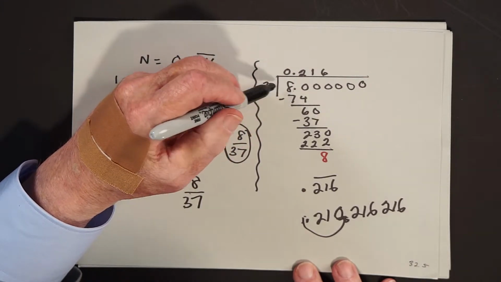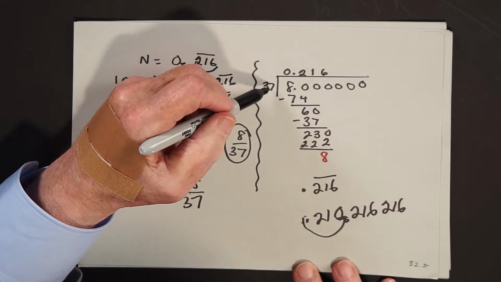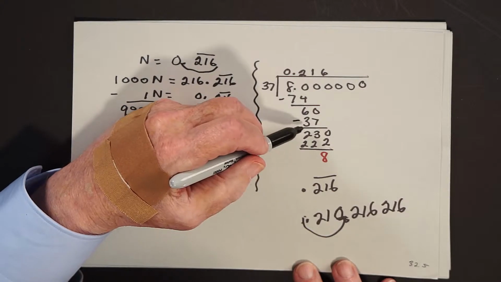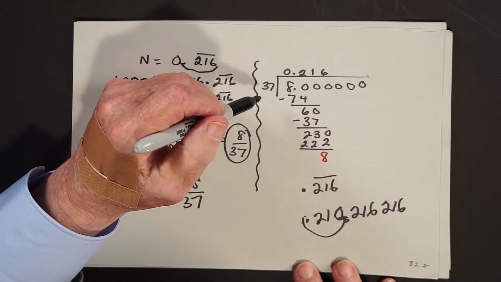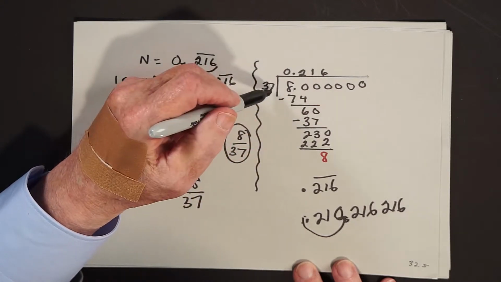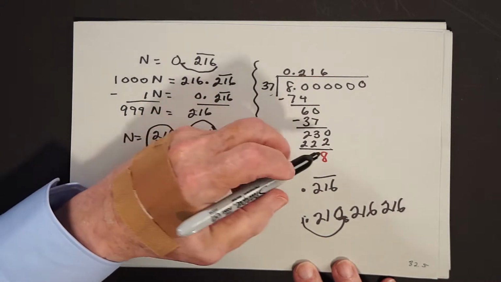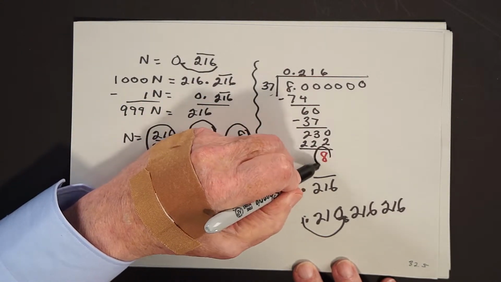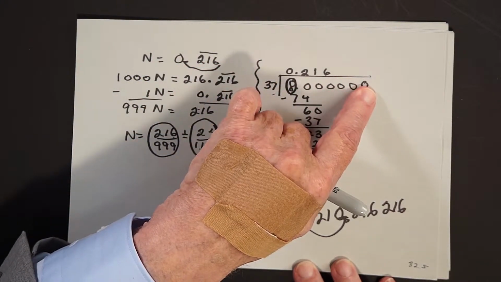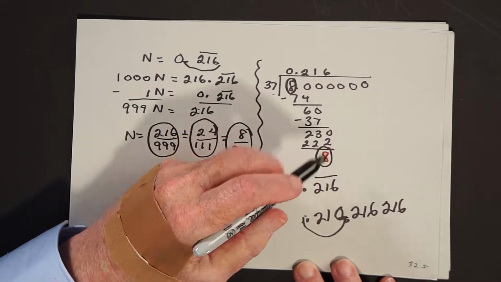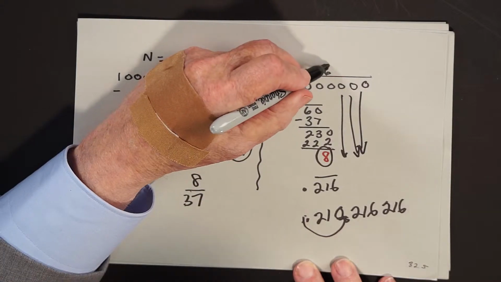37 goes into 80 twice. We subtract 74 from 80, we get 6. 37 goes into 60 once. We subtract 37 from 60, we get 23. We bring down the next 0. 37 goes into 230 6 times. And 6 times 37 is 222. We subtract, the remainder is 8, and lo and behold, what happened? We started with an 8 followed by endlessly many zeros. What's happened down here? We have an 8 followed by endlessly many zeros.